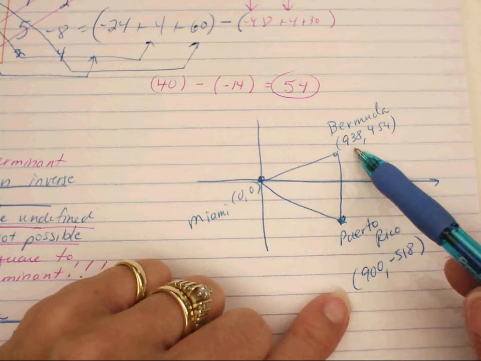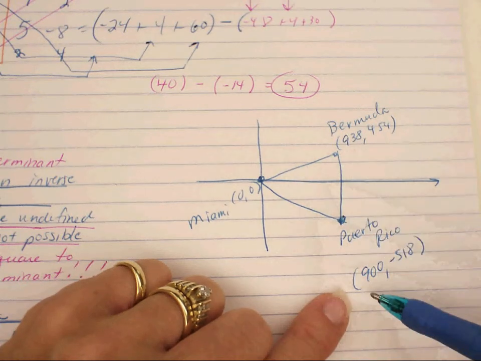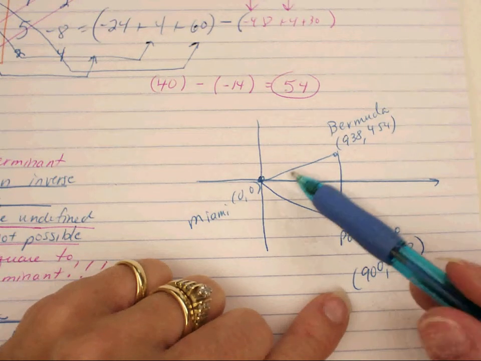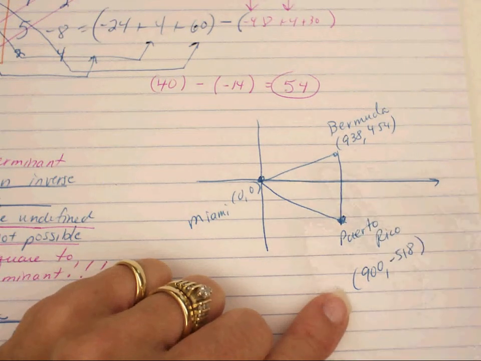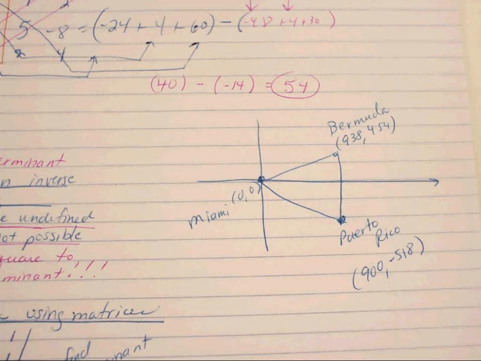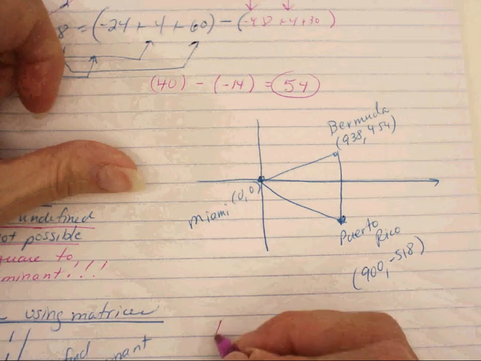So even though it looks somewhat like it would be an isosceles triangle, it's not, because this one goes right 938 and this one goes right 900. It's just hard to differentiate them when there's 9 marks between here and here to get to 900.